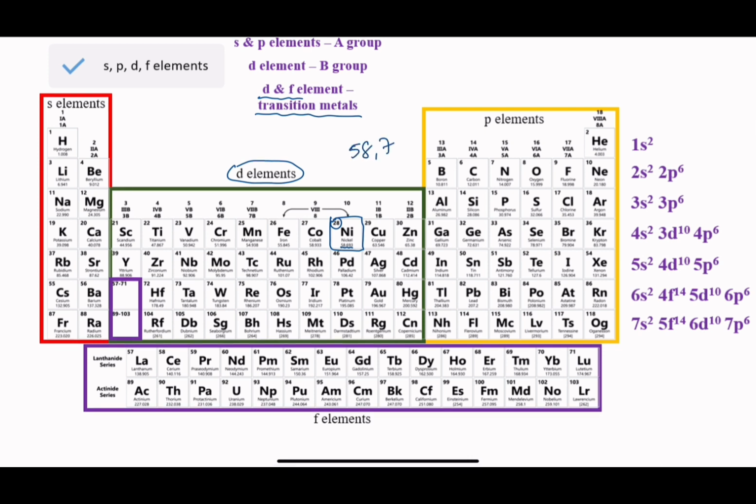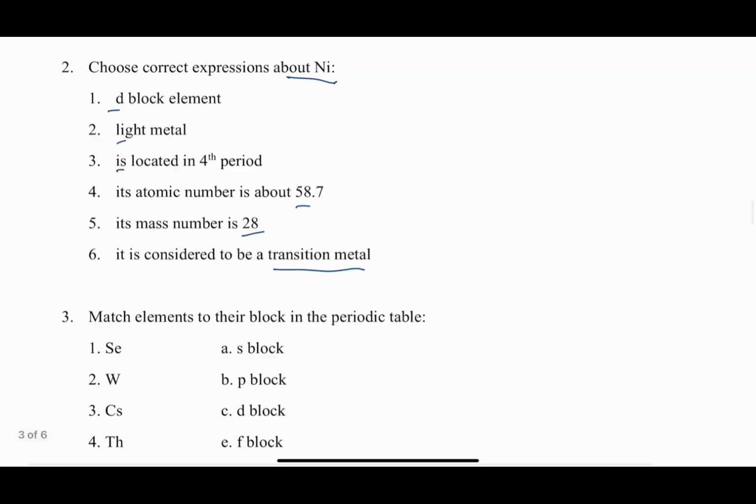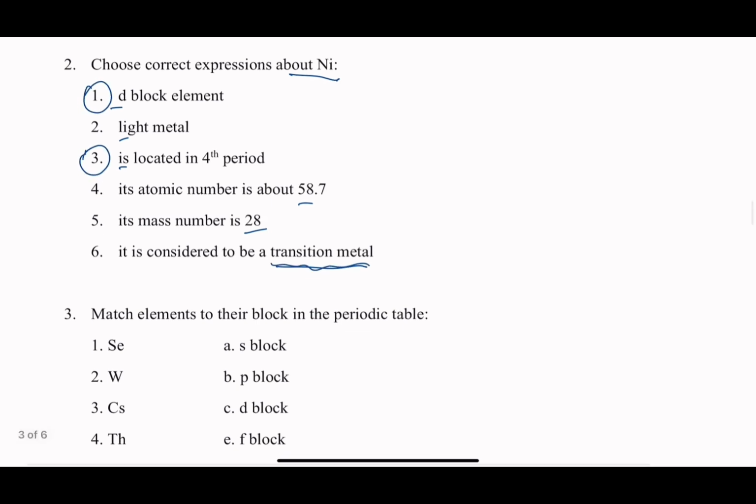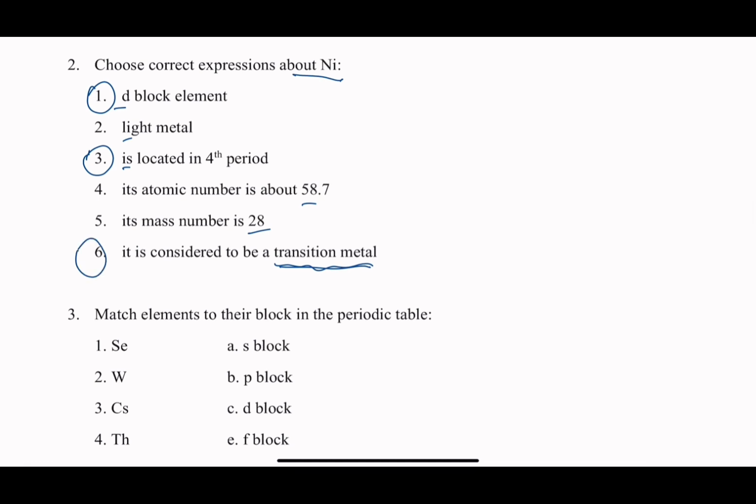And then what's the period? 1, 2, 3, 4th period we have here. So we said that it is in the 4th period, so this is correct. It's a D block, it is correct. D block elements are transition metals, it's correct. Atomic mass is 28, and there's actually a mistake here. So mass number is not 28. Mass number is 58.7, and atomic number is 28. It's the other way around, so these are incorrect.